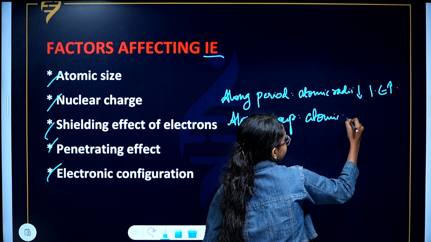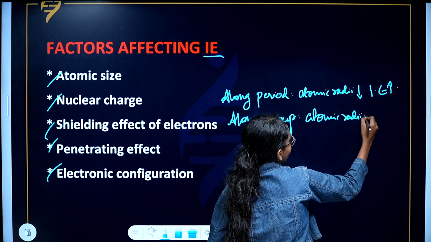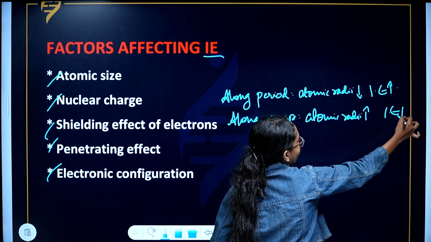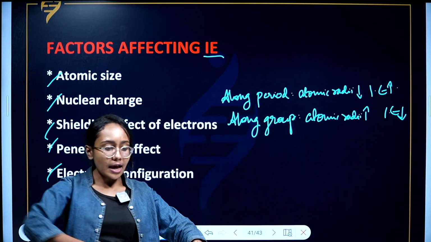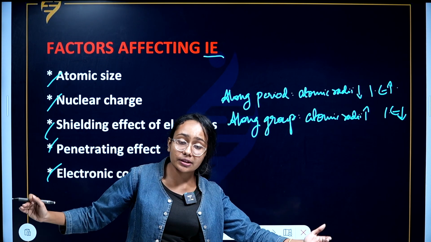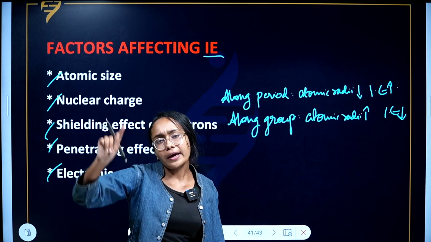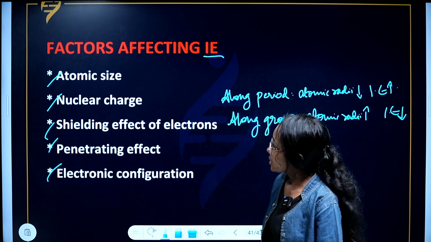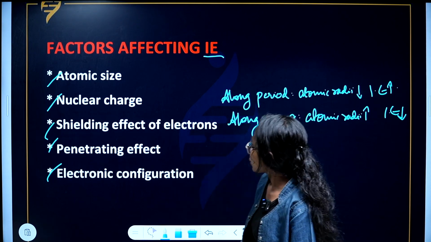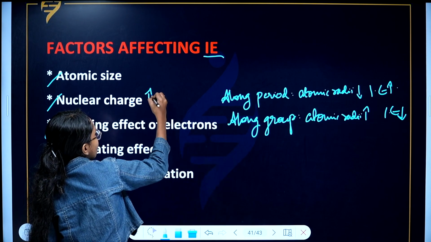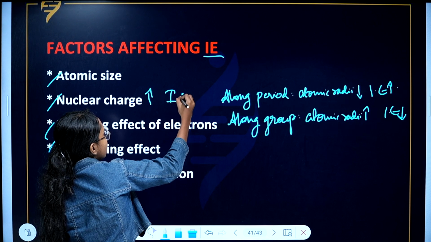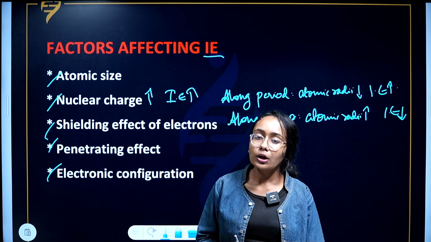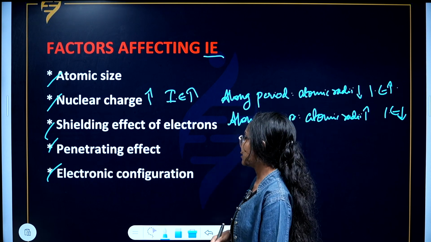Along a group, atomic radii increases, hence ionization enthalpy decreases. As the atomic size increases, it is very easy to remove an outermost electron, so less amount of energy is needed. As nuclear charge increases, ionization enthalpy increases, because as the nuclear charge increases, it is very difficult to remove the electron from the outermost shell.